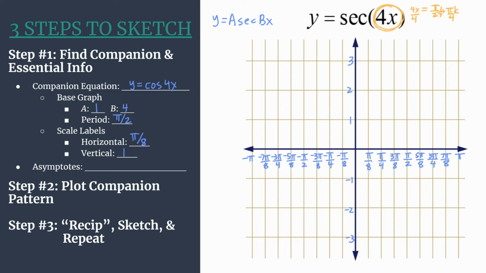And let's write our final equation in our template. So our asymptotes are going to happen at x equals pi over 8 plus pi over 4k.